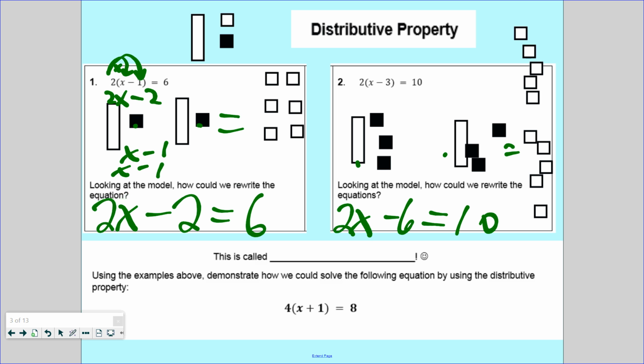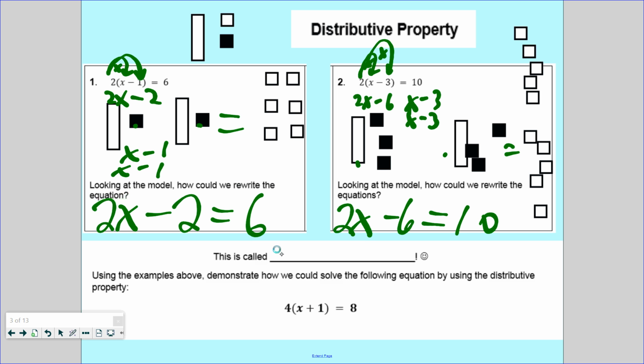Is there another way I could have done this without using algebra tiles? x minus 3, x minus 3, or 2x minus 6. Or I could use the distributive property using arrows. What's 2 times x? 2x minus. What's 2 times 3? 6. So this is called distribution.